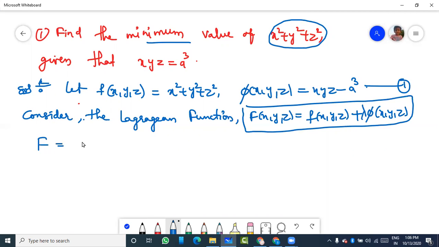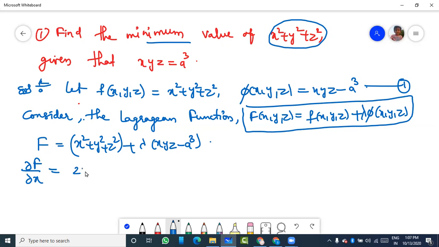Here F is equal to x square plus y square plus z square plus lambda into xyz minus a cube. Here the F function is differentiated with respect to x: 2x plus lambda into yz equal to 0. Differentiating with respect to y: 2y plus lambda into xz equal to 0.